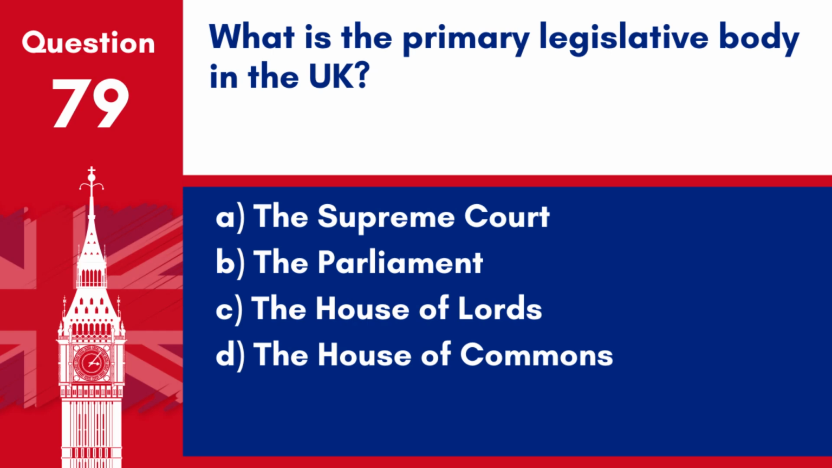Question 79. What is the primary legislative body in the UK? A. The Supreme Court, B. the Parliament, C. the House of Lords, D. the House of Commons. Answer: B. the Parliament. The UK Parliament, consisting of the House of Commons and the House of Lords, is the primary legislative body in the United Kingdom.